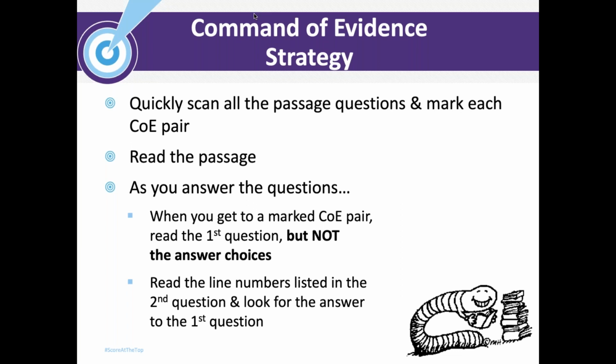And as you answer the questions, when you get to a marked command of evidence pair, you'll read the first question, but not the answer choices. And then you'll read the line numbers listed in the second question and look for the answer in the first question.